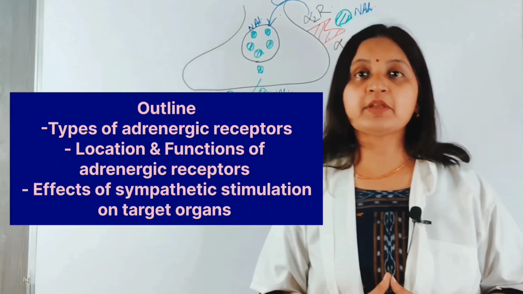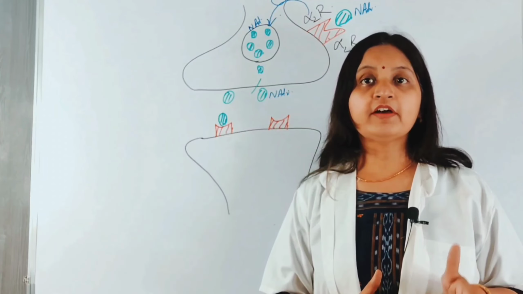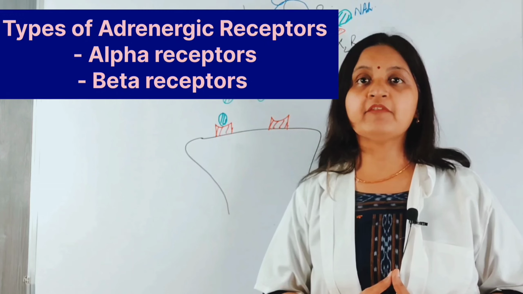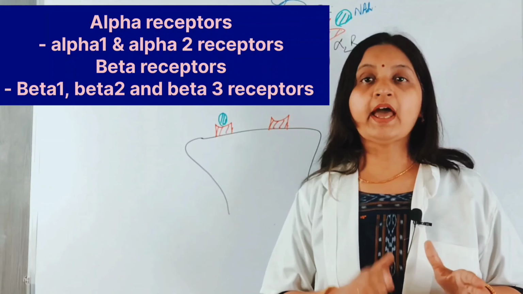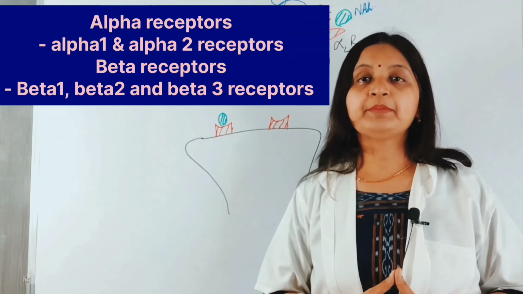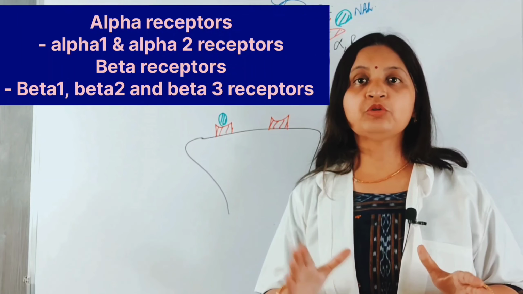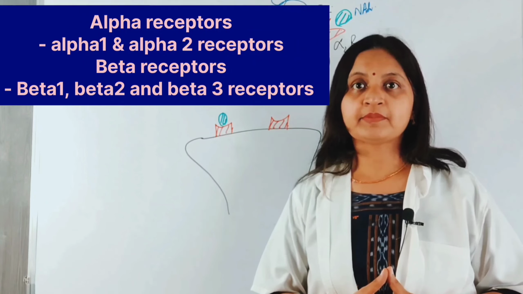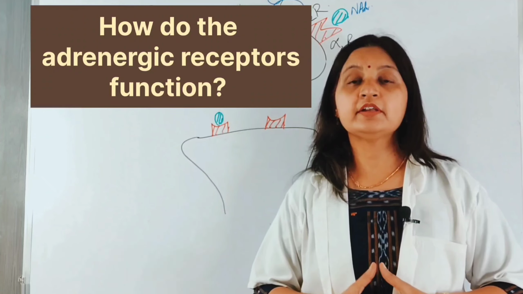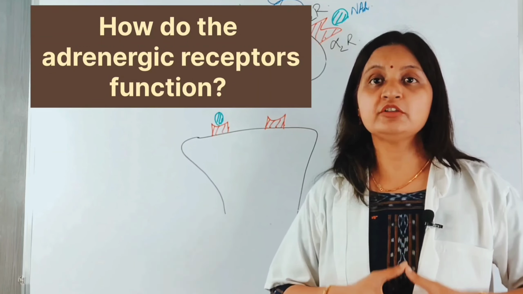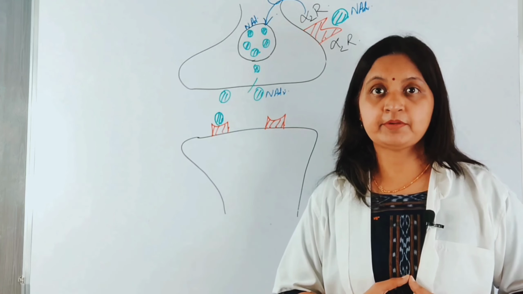The adrenergic receptors are of two types, alpha receptors and beta receptors. The alpha receptors are further subdivided into alpha 1 and alpha 2 receptors, and beta receptors are further subdivided into beta 1, beta 2 and beta 3 receptors. So how do the adrenergic receptors work? All adrenergic receptors function through G protein coupled receptors.